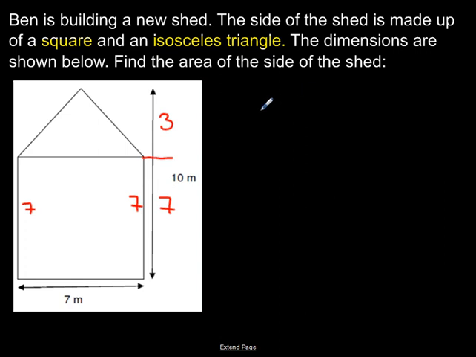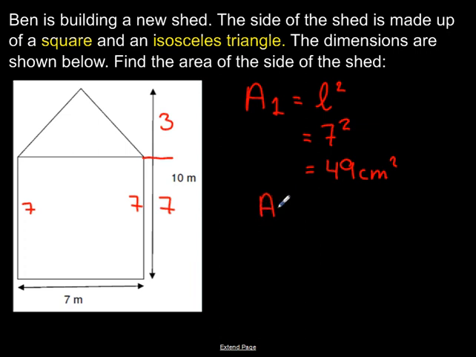Okay, so the area of the side of the shed, well, area 1 is going to be my square. So it's going to be the length of the square squared, or length times breadth if we want to write it a longer way. Well, that's 7 squared. You have access to a calculator, but we could do that without. 7 squared is 49 centimeters squared.